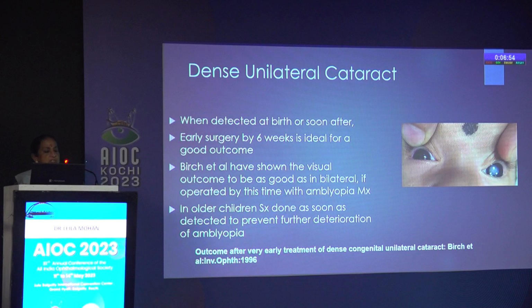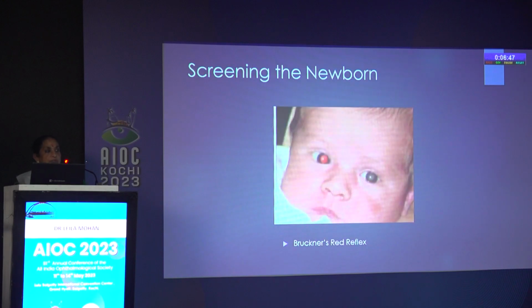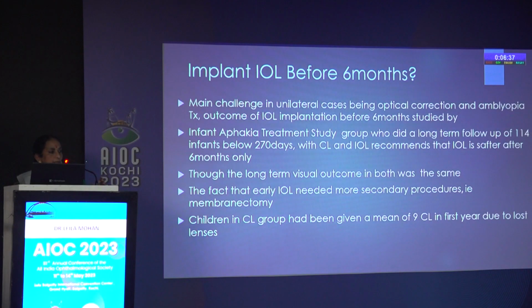In older children, surgery should be done as soon as you see them, when there is total cataract, to prevent further amblyopia deterioration. And screening is very important. As you see, this Bruckner's red reflex should be checked in the clinic of a pediatric department to rule out any new unilateral cataract. Whether we should implant an IOL before 6 months is a great debate. The main challenge in unilateral cases is optical correction and amblyopia management, because the other eye is seeing. And the outcome of IOL implantation before 6 months has been studied extensively.